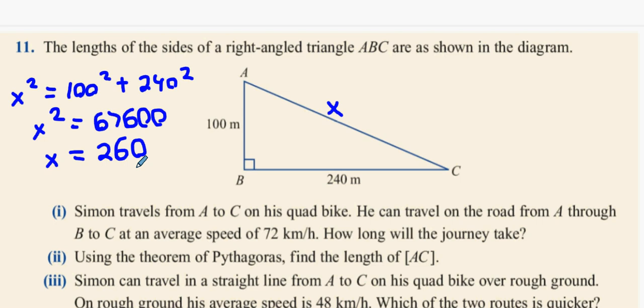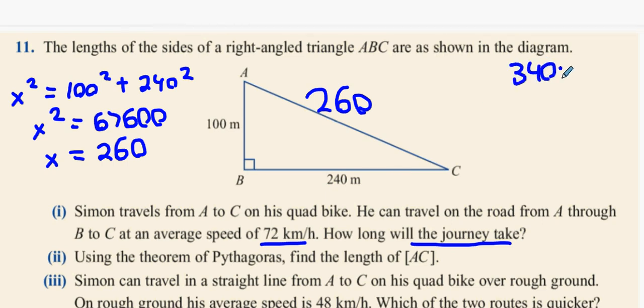Okay. Now, that's 260. Now we're going to look across and see. Simon travels A to C on his quad bike. He can travel on the road from A to B to C at an average speed of 72 kilometers an hour. How long will the journey take? If you ask me, that's 340 meters. Would you agree with that? What's 340 meters in kilometers? 0.34 kilometers.